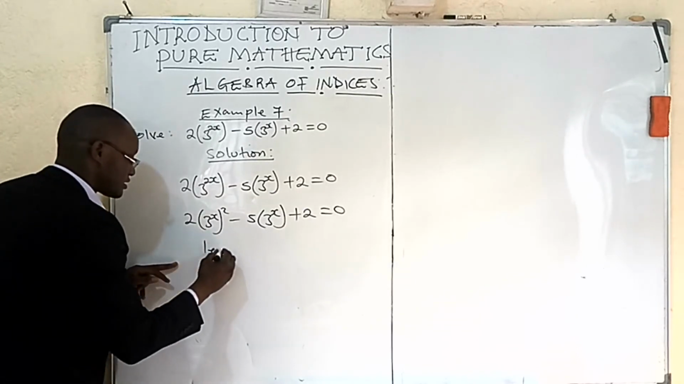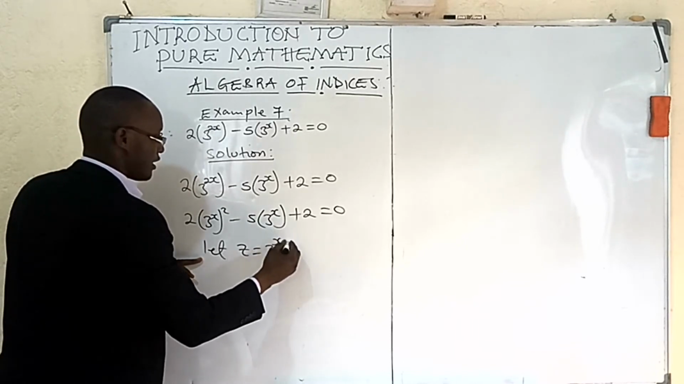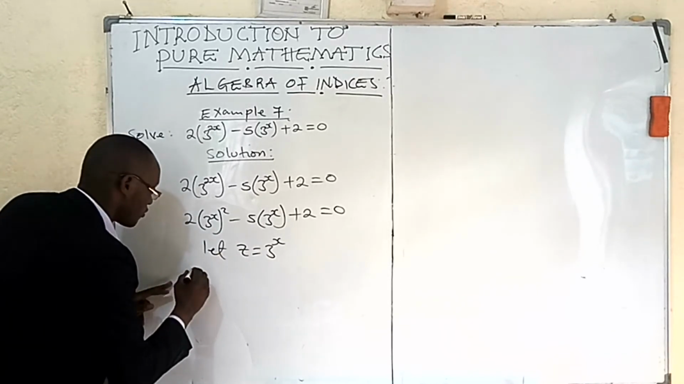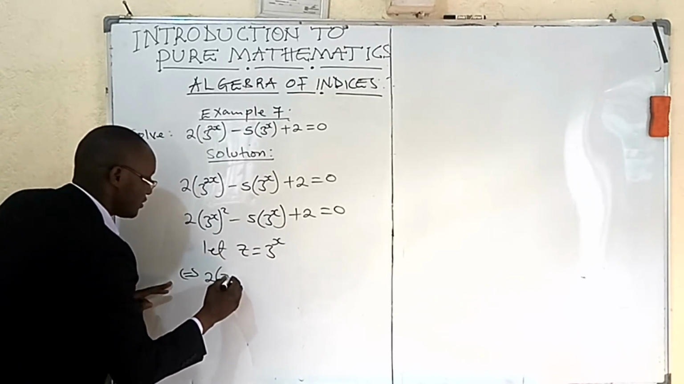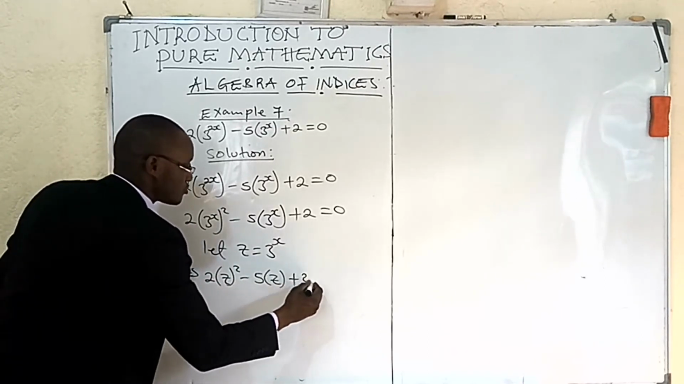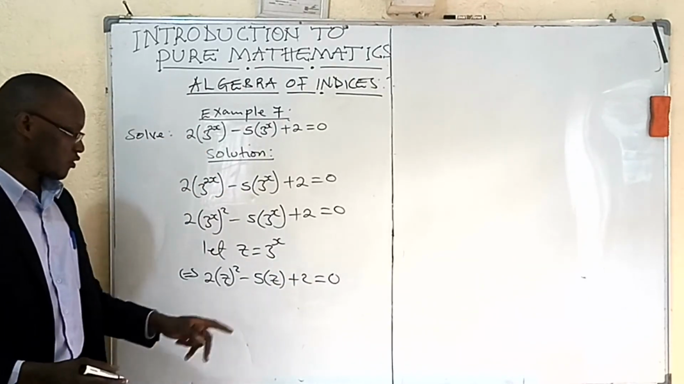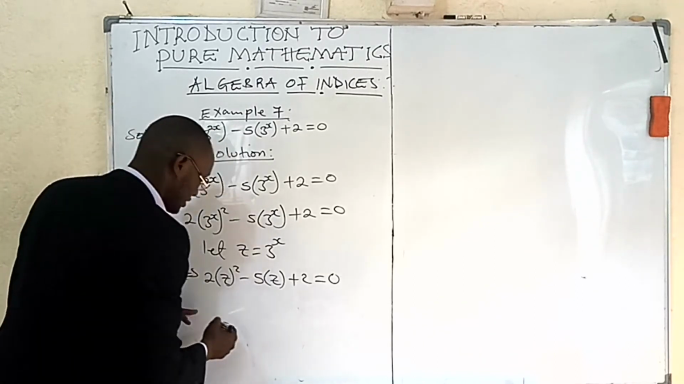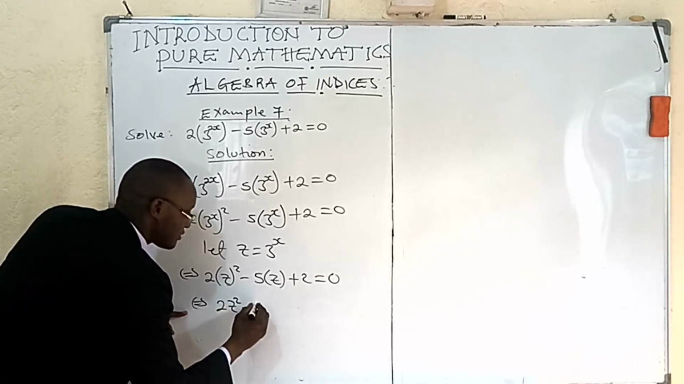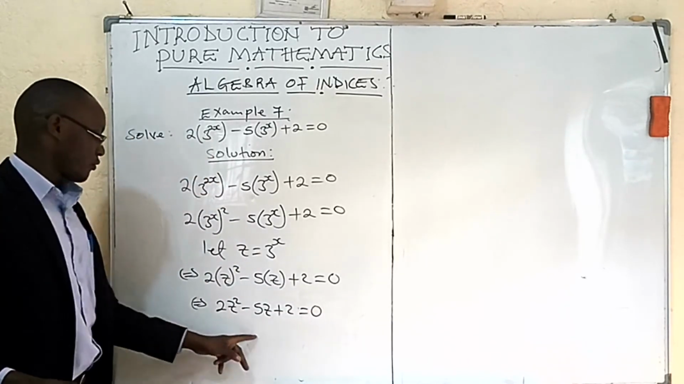So we can now let maybe z is equal to 3 power x. So where there is 3 power x, we are putting z. So this now will become 2 into z squared, minus 5 into z, then plus 2. Okay, very interesting. So this is a quadratic equation in z. We can state it well that therefore this implies that 2z squared minus 5z plus 2 is equal to 0. So we can solve this.